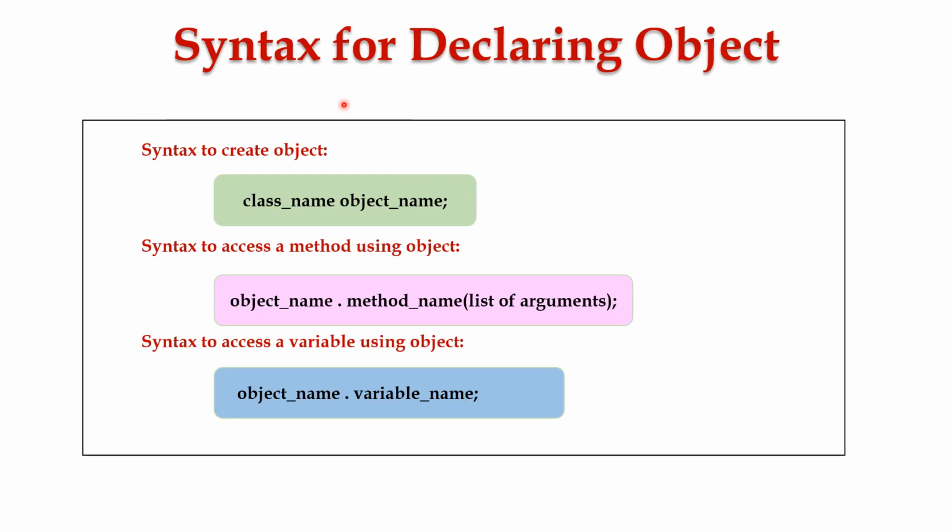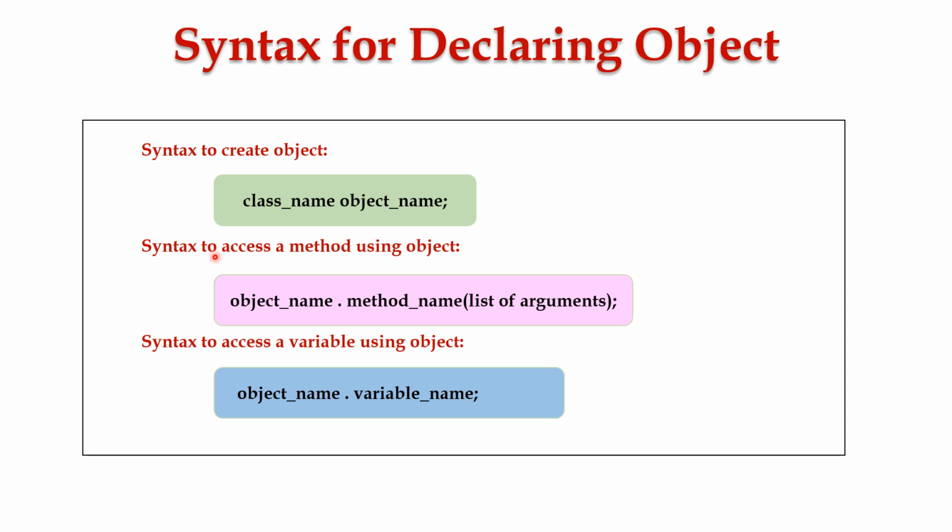Now let's learn the syntax for declaring the object. We can create an object inside the main method. The syntax for creating the object is class name, space, object name, ended by a semicolon. We can access the method and variable using the object.